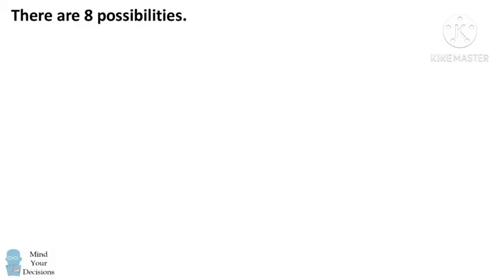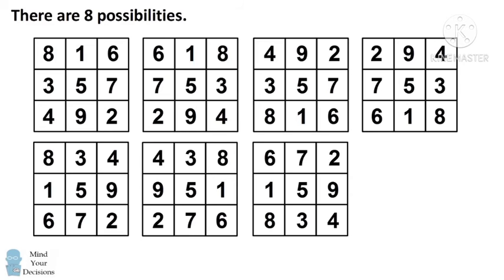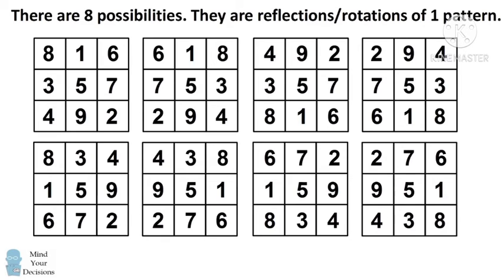Alright, there are 8 different possibilities for the 3x3 magic square. You'll notice some patterns. Every single square has the number 5 in the center. The corners of each square are made up of the even numbers 2, 4, 6, and 8. The edges are made up of the odd numbers 1, 3, 7, and 9. In fact, every single one of these 8 patterns is really a rotation and a reflection of a single pattern.